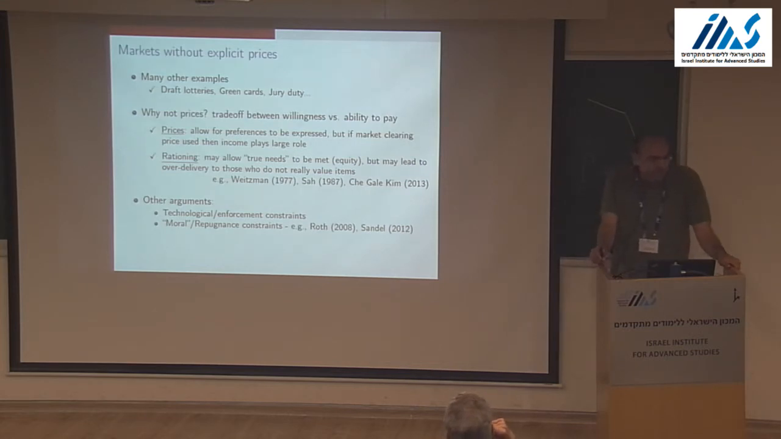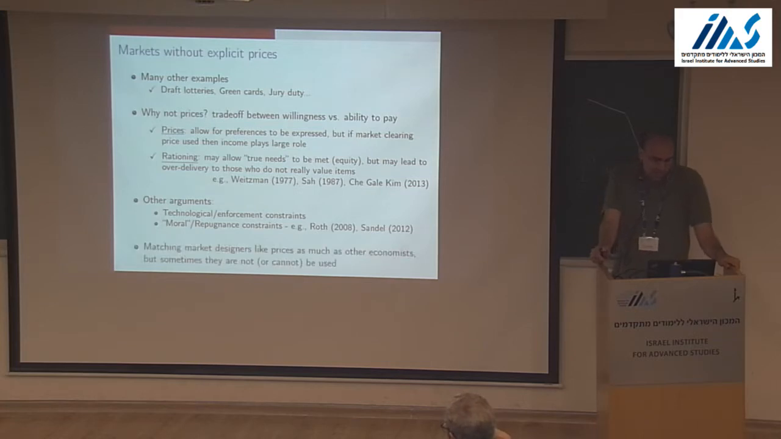Other arguments that we often see involve things like technological constraints. It's hard to compute price-based equilibrium or enforcement constraints. If we buy and sell organs, does that mean when I declare bankruptcy, the courts can take a claim on my kidney? Do I have to declare that? And then another set of issues that are often described as moral, in quotes, or repugnance constraints.